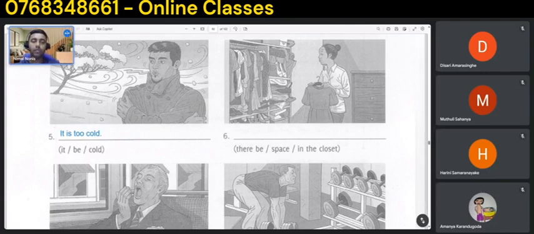Let's look at the next one. This is her closet, and already it has a lot of clothes and stuff, and she has another dress to hang here. So there, be verb, space in the closet. So there is not enough space.